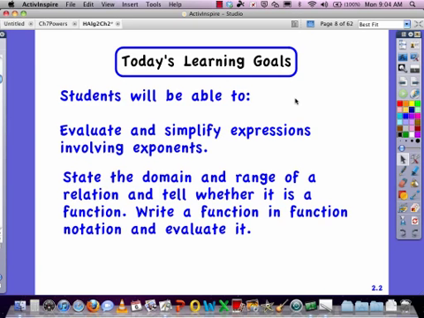Today's lesson from section 2.2 in the textbook, Properties of Exponents. Take a look at our learning goals. We want to evaluate and simplify expressions involving exponents, be able to state the domain and range of a relation and tell whether it's a function, and write a function in function notation and evaluate it.